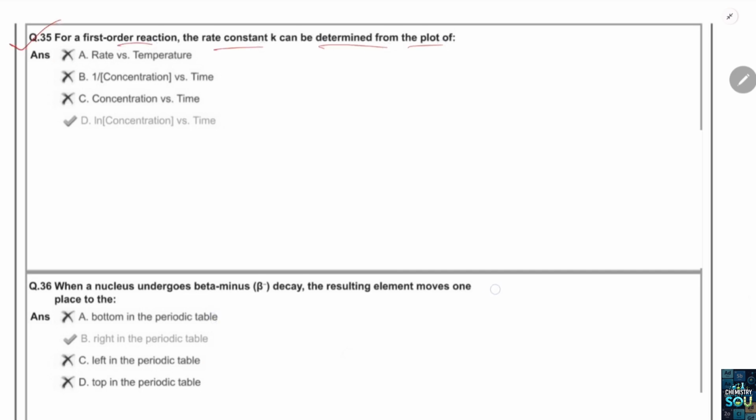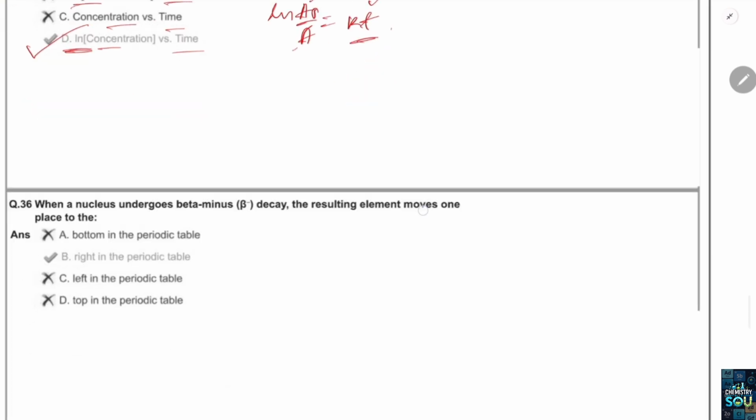Question number 35, for a first order reaction, the rate constant K can be determined from the plot of rate versus temperature? No, there is no relation with the temperature. 1 by concentration versus time? We know that ln of A naught by A equals Kt, so the logarithmic concentration is related to time. This is a logarithmic plot, ln of concentration versus time. The correct answer is option D.